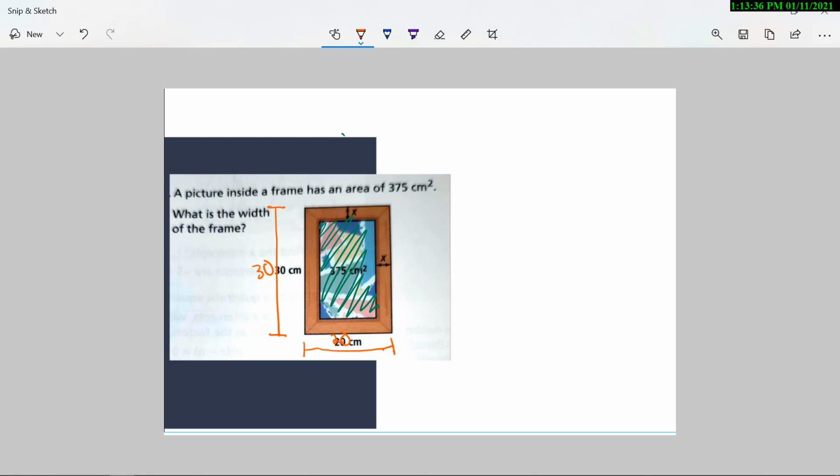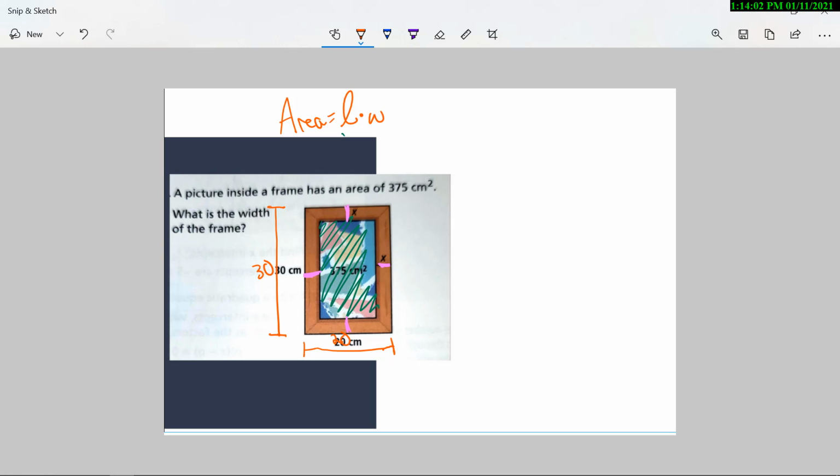And then we have this little picture frame. We've got an x value there, x, x, and x. So we have x on all four sides. That's kind of how frames work. If we didn't have a frame on the other side, the picture would just fall out. So again, our area is length times width.